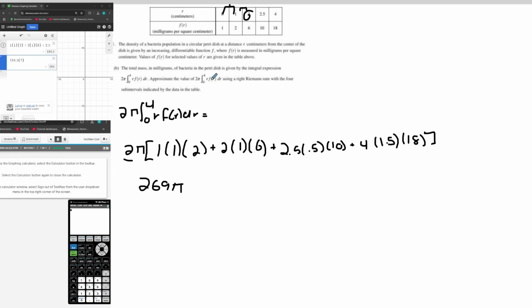And if you really want the interpretation of the integral, it would be the y times x. So this would end up being milligrams per centimeter, I guess. But we do not have to interpret it.